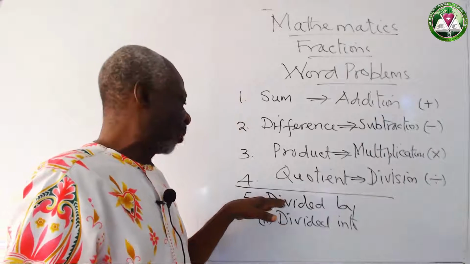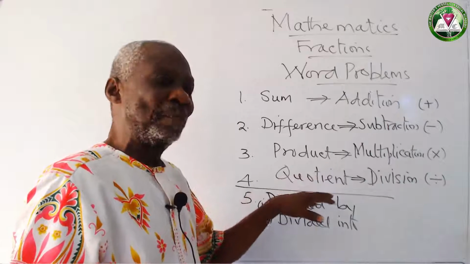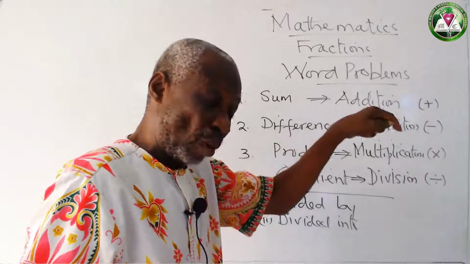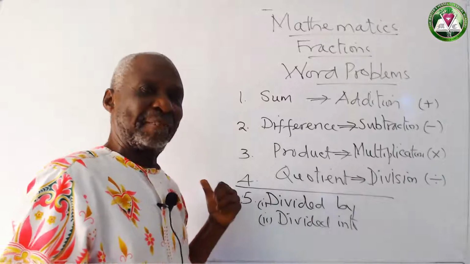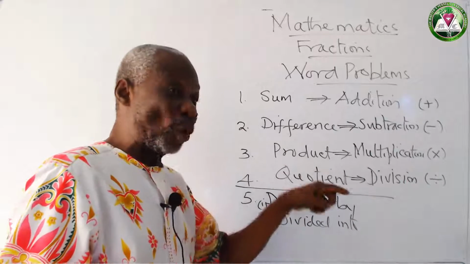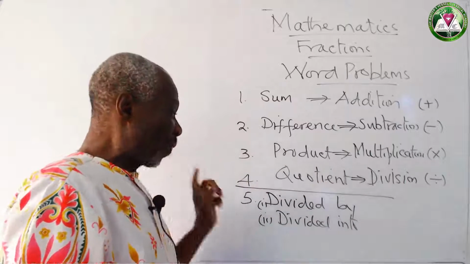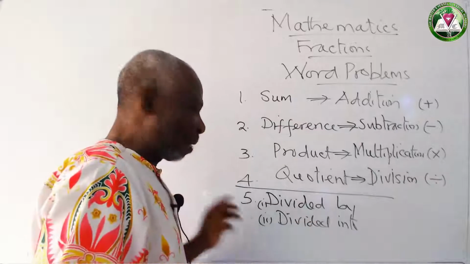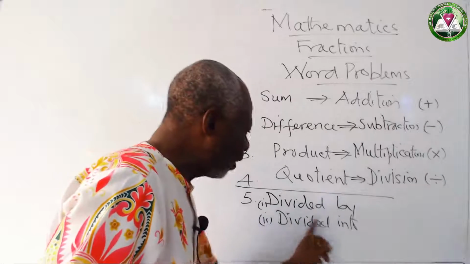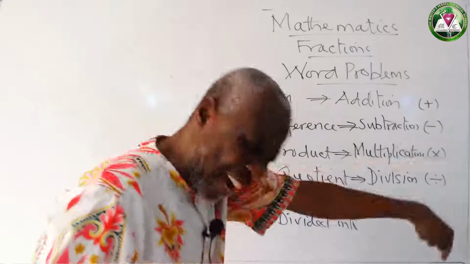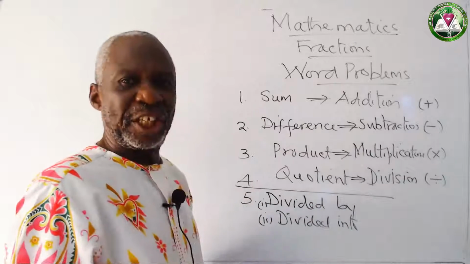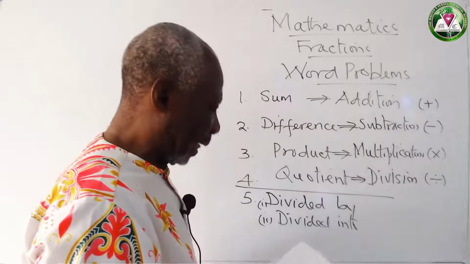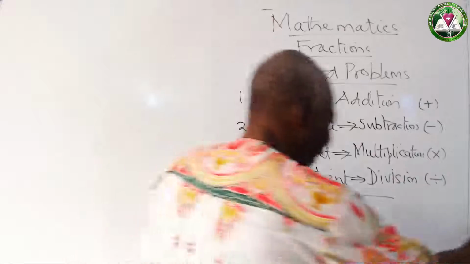Let's go through that again. Divided by, the one that comes immediately after the word by is the one you use in dividing. Divided into, the one that comes before into is the one that you use to divide the one written in front of it. So we shall see this in the course of our examples.